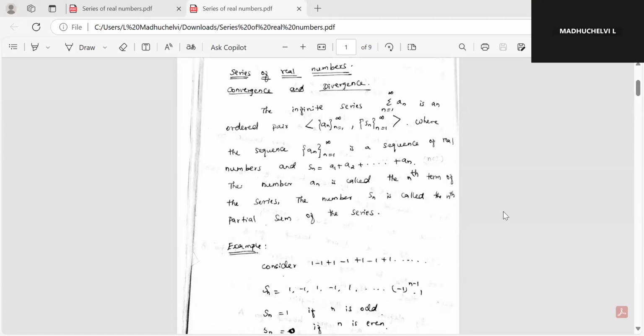The infinite series, summation n equal to 1 to infinity a_n, is an ordered pair: the sequence a_n, n equal to 1 to infinity, and the sequence s_n, n equal to 1 to infinity, where the sequence a_n is a sequence of real numbers, and s_n equal to a1 plus a2 plus etc. plus a_n. The number a_n is called the nth term of the series. The number s_n is called the nth partial sum of the series.